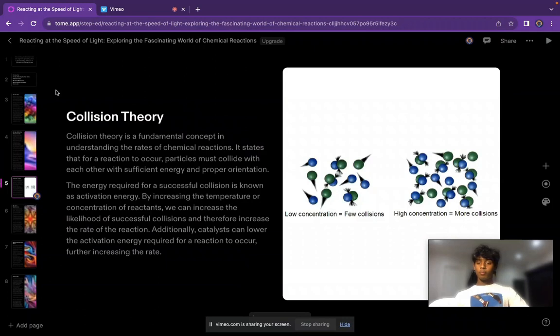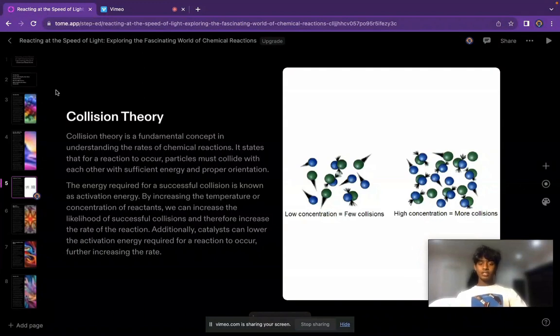Now, we spoke a lot about collisions and successful collisions, but what does that actually mean? Collision theory is a fundamental concept in understanding the rates of chemical reactions. It states that for a reaction to occur, particles must collide with each other with sufficient energy and proper orientation. The energy required for a successful collision is known as activation energy.